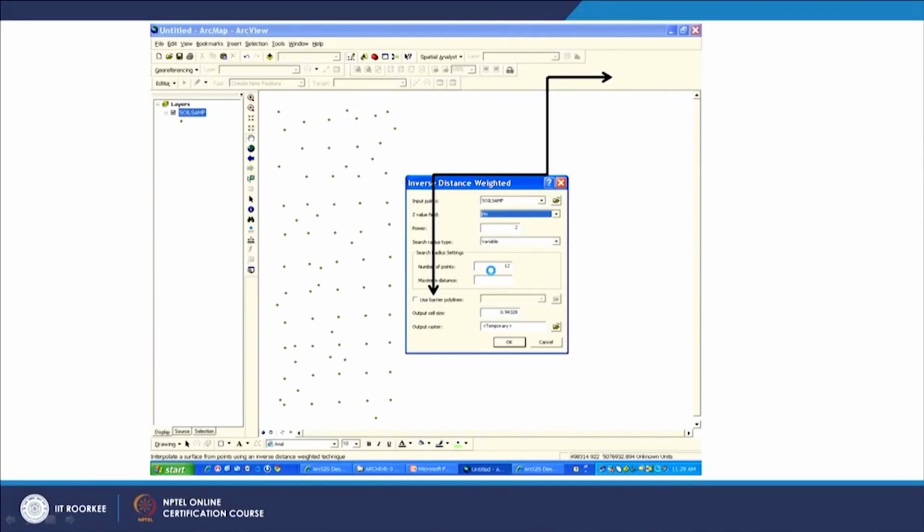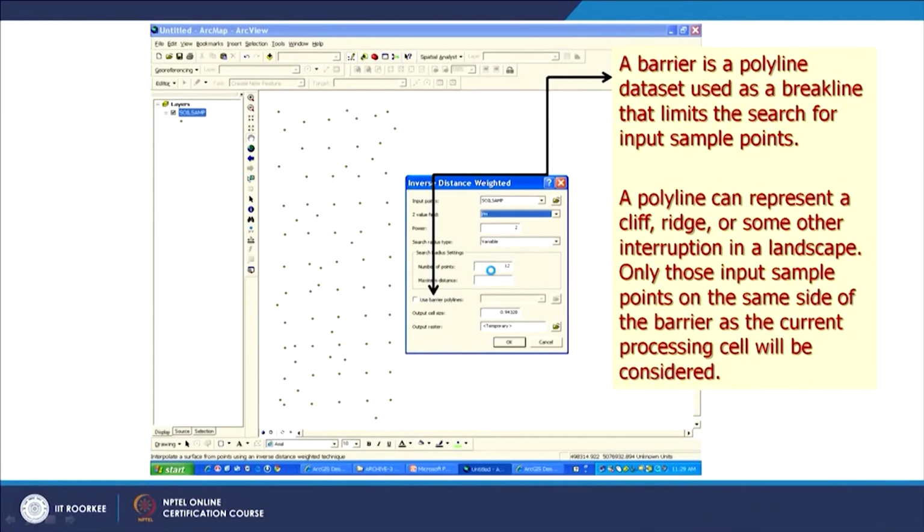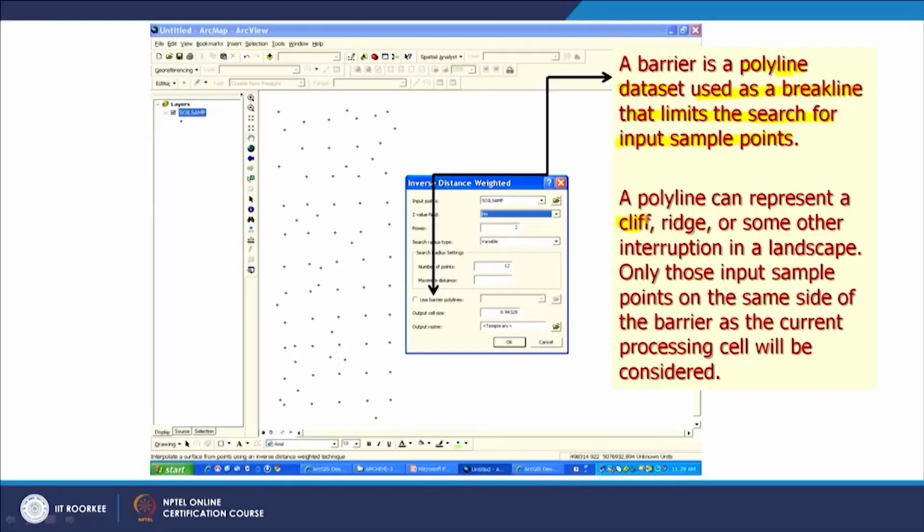Now, next is the barriers. We have already discussed the barriers part a little bit, but anyway, it is a polyline data set. It is not a point. A barrier always has to be a polyline input file, also called a break line, which limits the search for input sample points. Basically, during the interpolation, if you have provided a polyline theme representing, say, a geological fault, then beyond that line no search would be made. And this polyline, as we know, can represent in topography a cliff, a ridge or some other interruptions of a landscape.